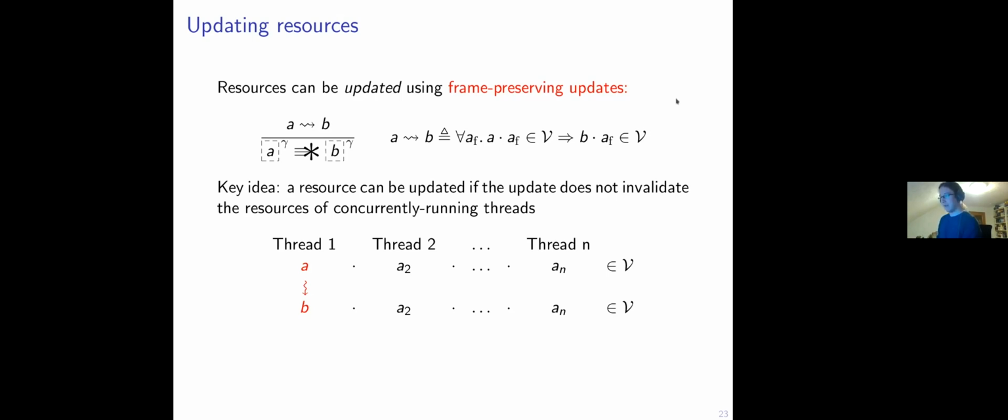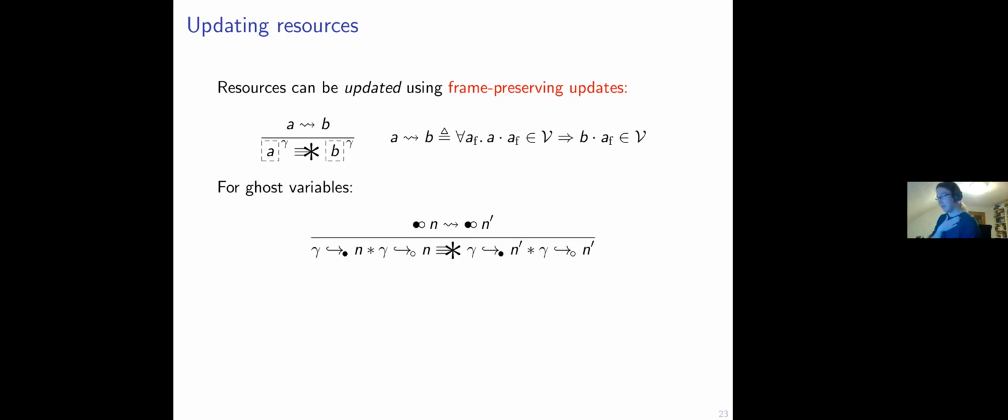So now let's see this rather abstract idea in action by looking at the update rule for ghost variables. Here I'm showing it again. We are owning both of these hooked arrows, which remember just unfold to owning the authoritative n or fragment n element of ghost instance gamma. I want to change it to a different n prime. And so by the proof rule for frame-preserving ghost resource updates, this amounts to showing a frame-preserving update from the authoritative fragment ownership of n, squiggly arrow, authoritative fragment ownership of n prime.